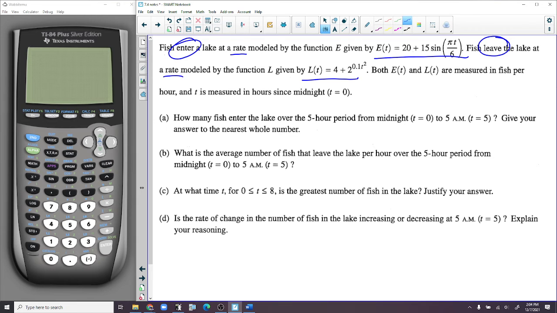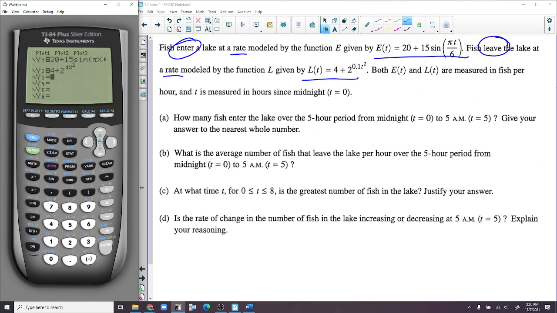I think it always saves a little bit of time to spend a little time typing this into y1 and y2. This is what I would do. 15 sine of pi t divided by 6. Yep, 20 plus 15, I got it. And then 4 plus 2 raised to the 0.1 x squared. Usually doesn't take very long, and if you use them again, you can just use y1 and y2 now.